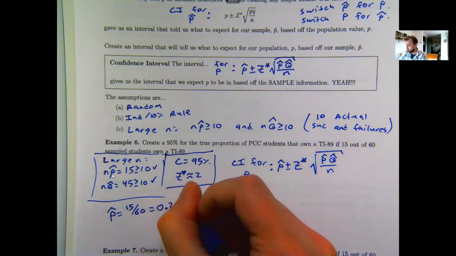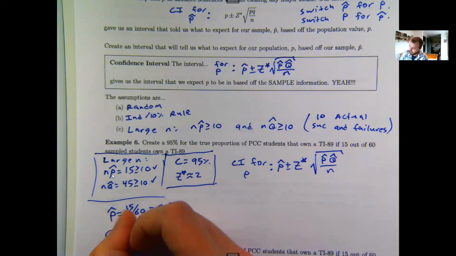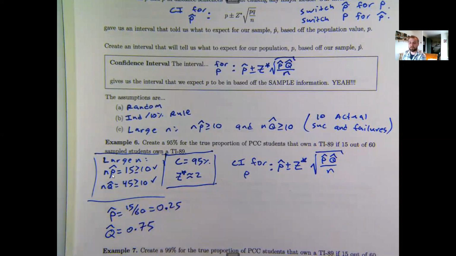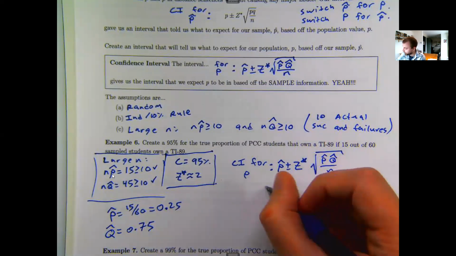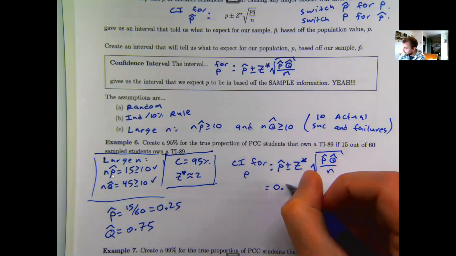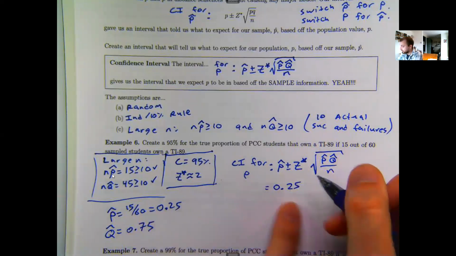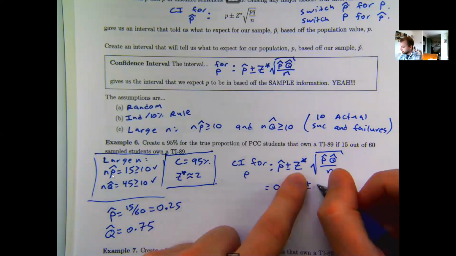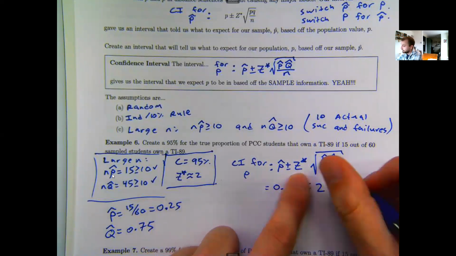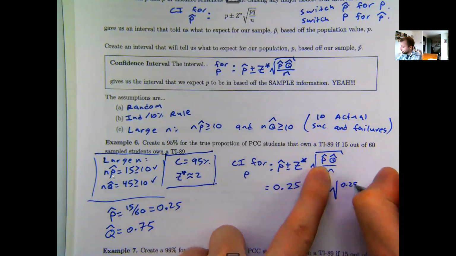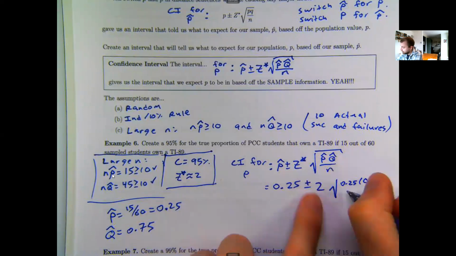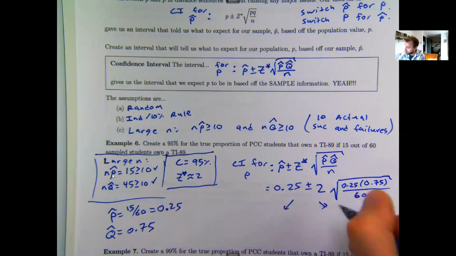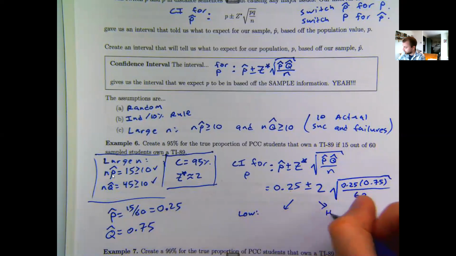This gives me 0.25. If I have a 25% success rate, that must mean I have a 75% sample failure rate. Plugging these values into this formula, I expect about 25% of these students will have this type of calculator. My Z star, my critical value, is going to be 2. And my P hat, 0.25. My Q hat, 0.75. And my N, this is out of 60 trials. I'm going to type this into a calculator and I'll see what I get for a low value and for a high value.